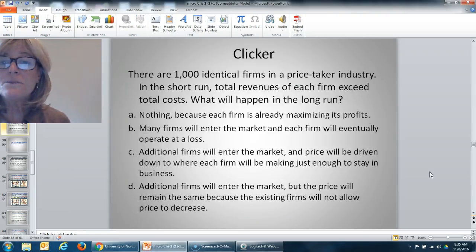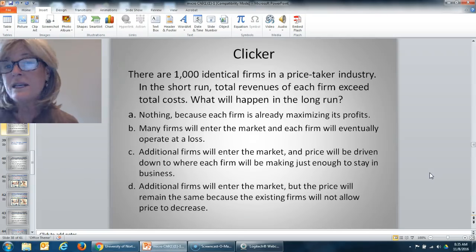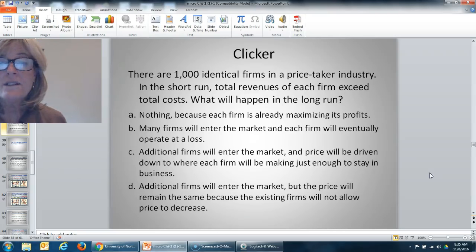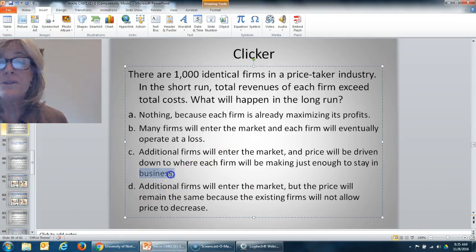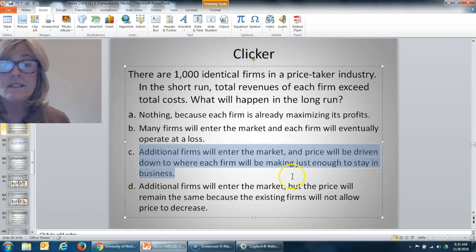1,000 identical firms in a price taker industry. In the short run, total revenues of each firm exceed total costs. Total revenues, so they're making positive profits, right? What's going to happen in the long run? C. Additional firms will enter the market. You're making positive profit. So you're going to have additional firms entering the market. Price will be driven down to where each firm will be making just enough to stay in business. Zero economic profit.